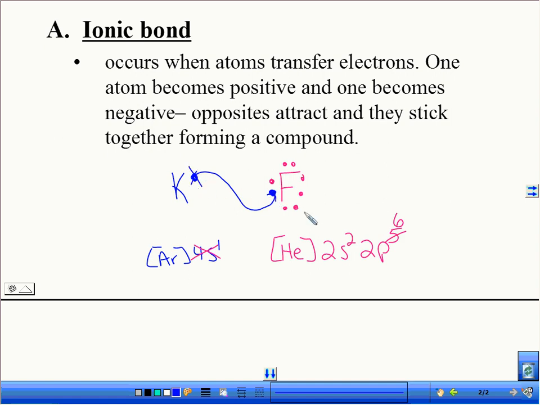Well, this guy's no longer going to have it because he's actually going to give it to them. That's going to cause this atom to be charged, a charged particle. It's actually going to cause this particle to be charged as well. It's going to have a negative charge. We say it has a -1 charge because it's gaining 1 electron. This has a +1 because it's lost an electron.